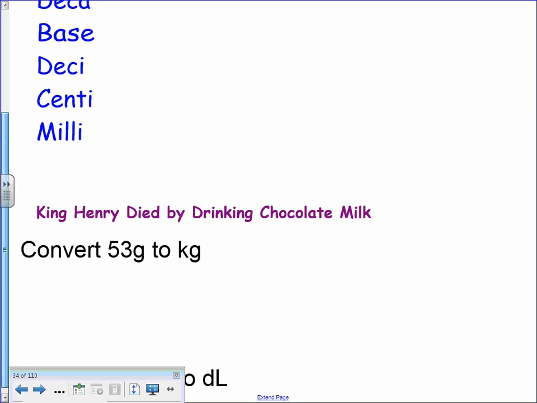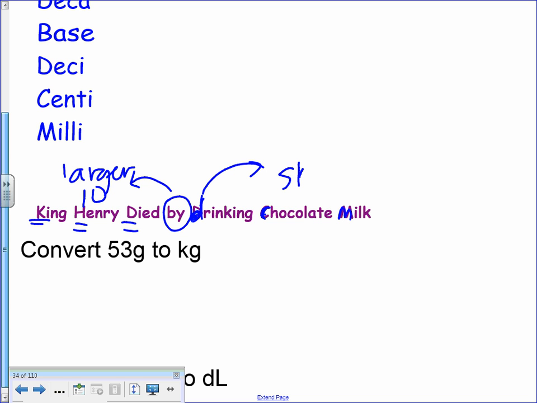Okay. So the way I normally write it, though, is KING HENRY DIED in caps, and then by drinking chocolate, that's lowercase, milk. These are all capital letters because all of these prefixes represent a number that is larger than 10. These prefixes are representing something that's smaller than a base unit of 10. So it's just a scale that we're working with.